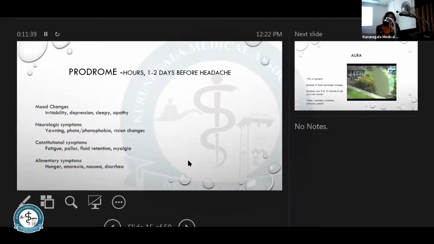So the prodrome usually starts hours or days, 1 to 2 days, before the headache. And they may get mood changes, neurological symptoms. Yawning is really common if you ask the patients, and fatigue. Sometimes they feel bloated. Myalgias are very common, and anorexia, sometimes nausea, and even hunger, craving for some food is very common in the prodrome.